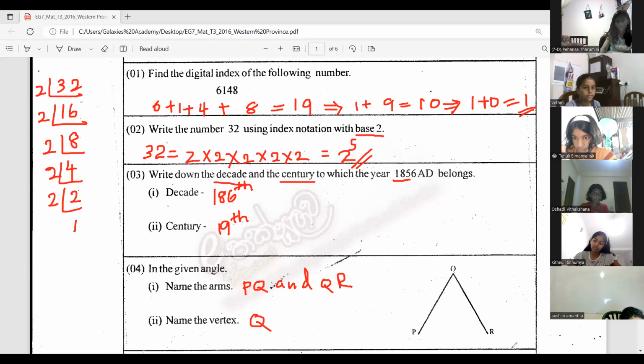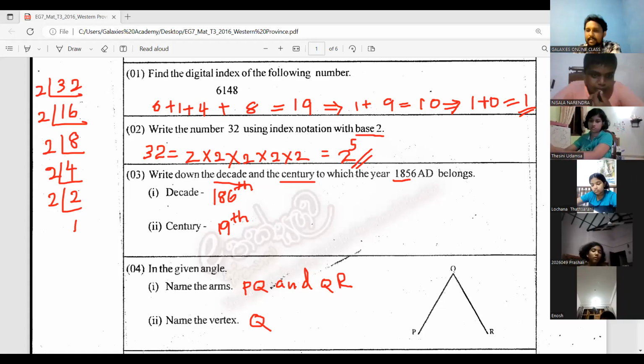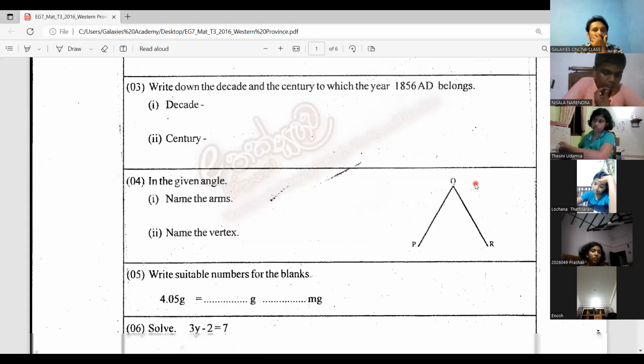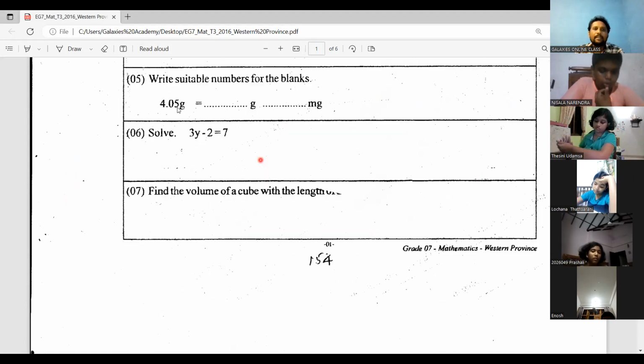Right, the first 4 questions we discuss. Quickly, you write down the answers. Then I'm going to the 5th question of the paper. Right, 5th one, look at it. Write suitable numbers for the blanks.